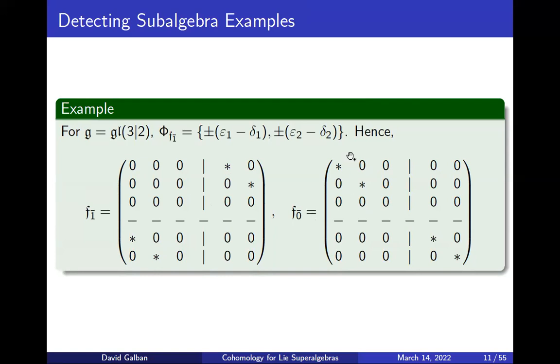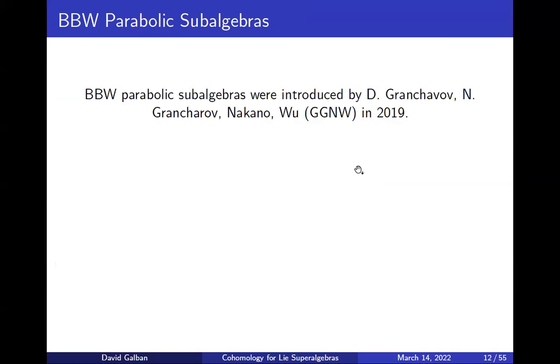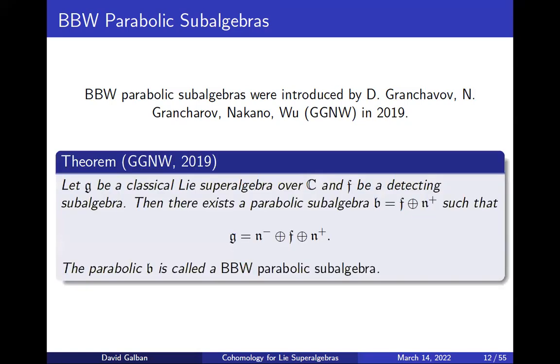And so in this case, it's just going to correspond to mostly the main diagonal in each of the top left and bottom right quadrants. Right. So in addition to the notion of a detecting subalgebra, BBW parabolics were introduced by Grantcharov, Nakano, and Wu in 2019. And essentially what these are going to be are parabolic subalgebras for which an analog of the BBW theorem from the ordinary case holds for superalgebras as well.